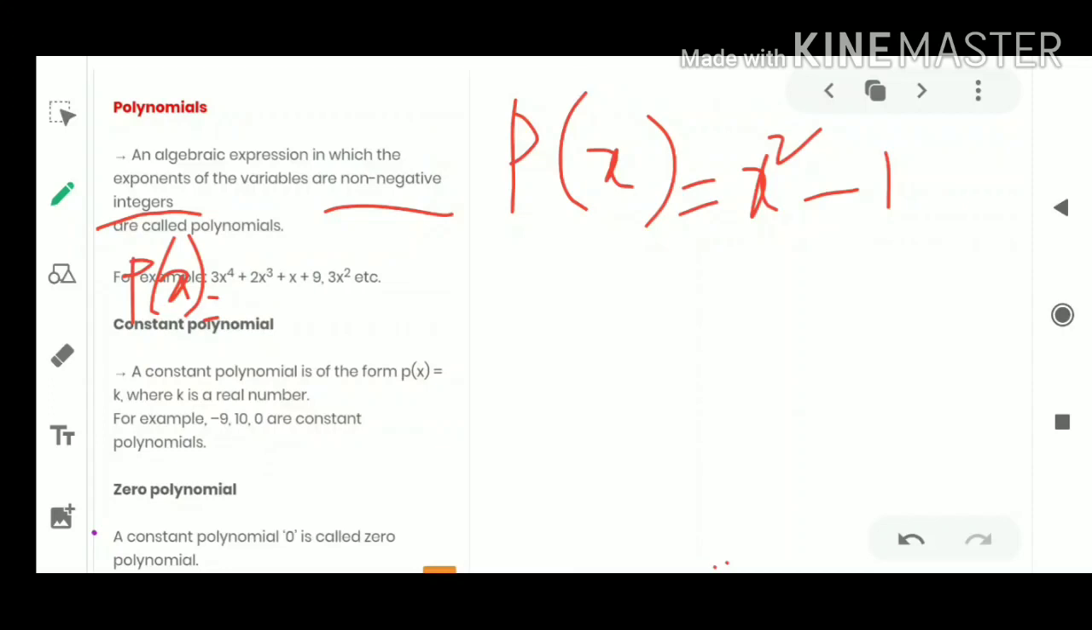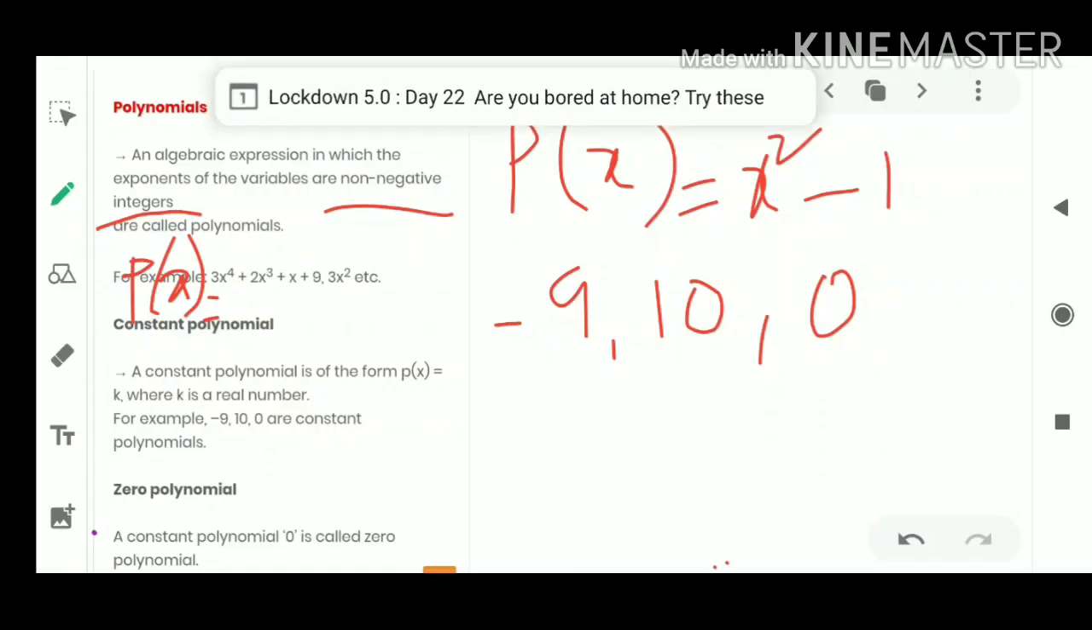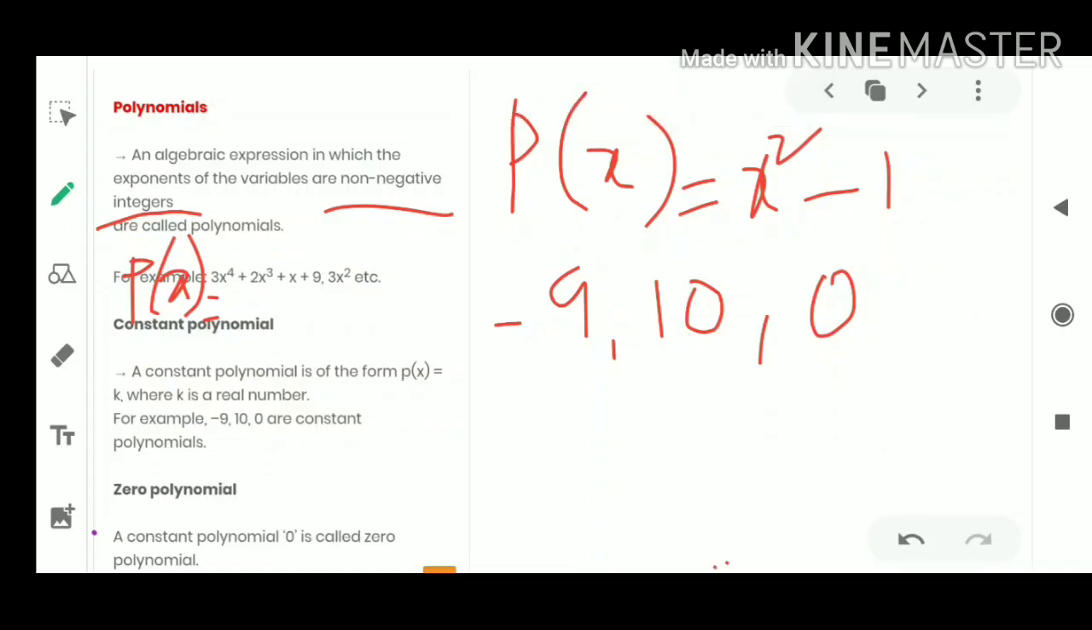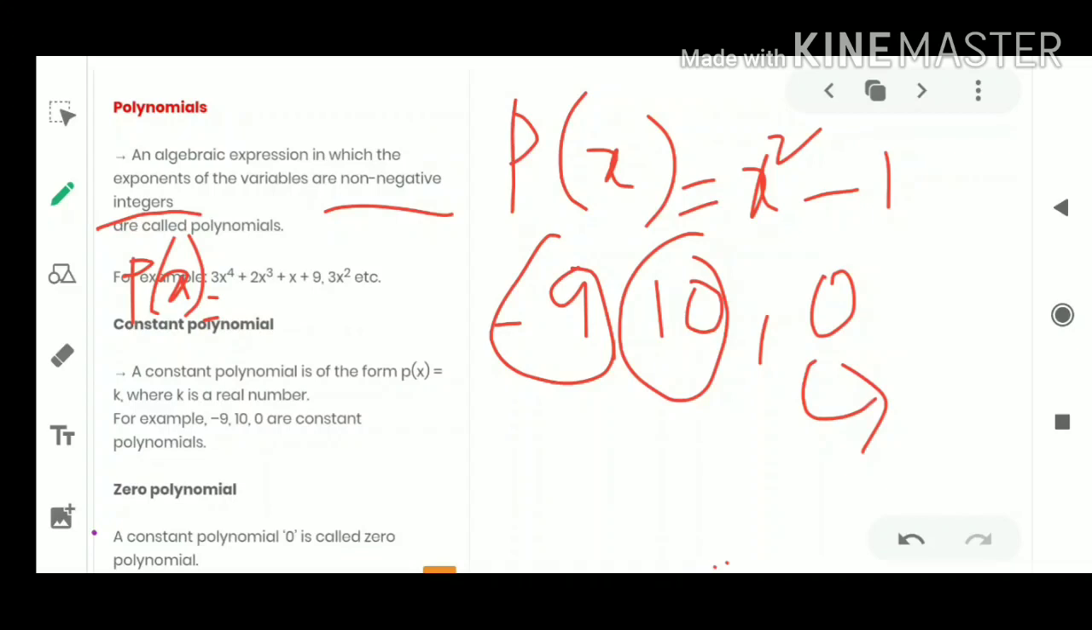Next, constant polynomial. What is meant by constant polynomial? For example, see here minus 9, 10, like that, 0. They have no variables. They are not multiplied with any variable. That's why they are called constant polynomials. Next, zero polynomial. Zero polynomial means the constant polynomial 0. See here, 9 has no variable, 10 has no variable. These are called constant polynomials. 0 is called the zero polynomial.